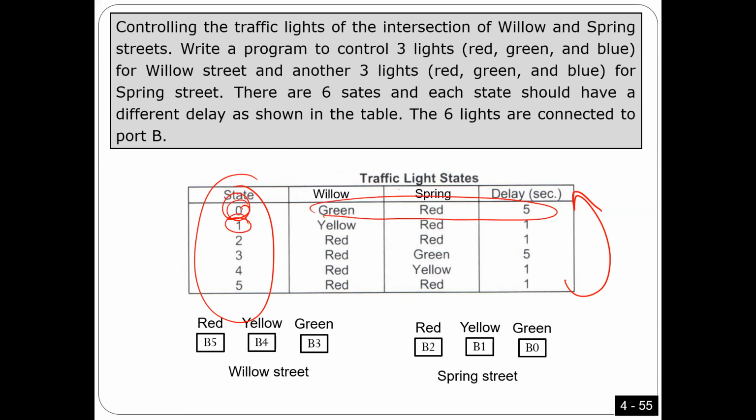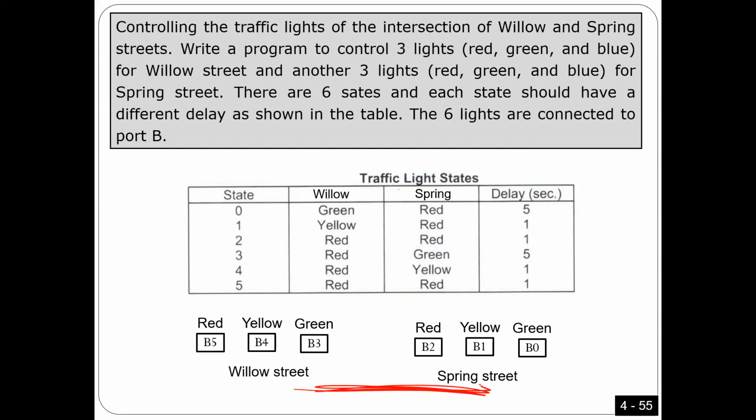If it is state 1, so yellow, red should continue for 1 second, and so on. Okay. So what I'm going to do here, guys, I'm going to use the LEDs to simulate this green and yellow. So the first 3 LEDs are going to be used for one street. So green, yellow, red, green, yellow, red for the LEDs. So I'm going to use 6 LEDs right now.